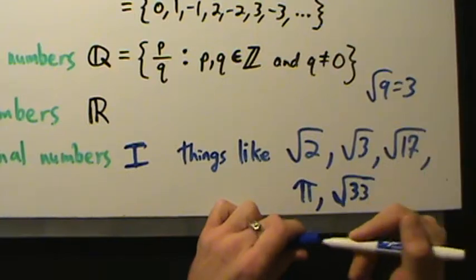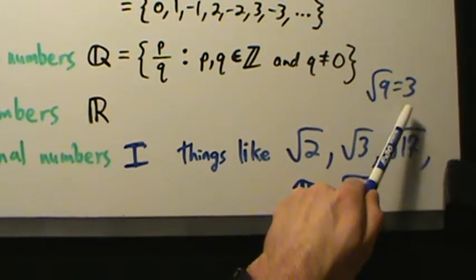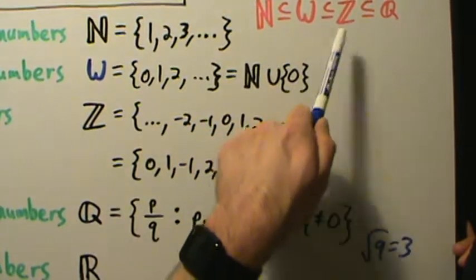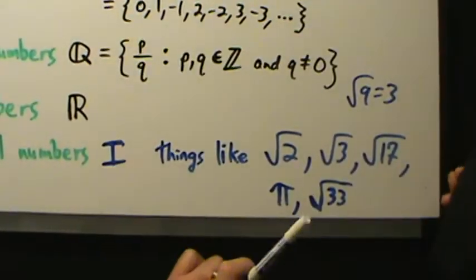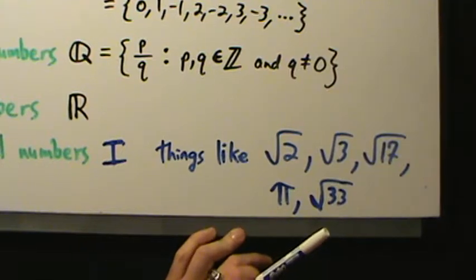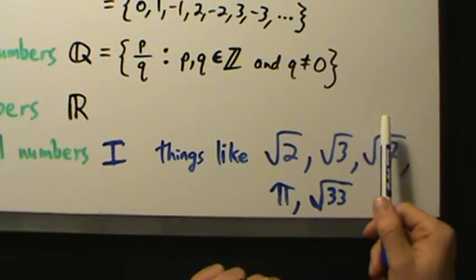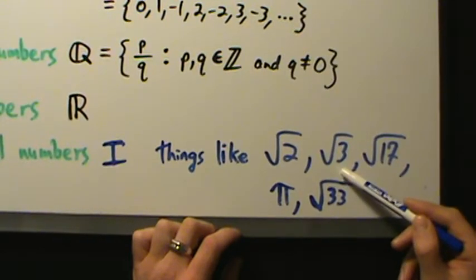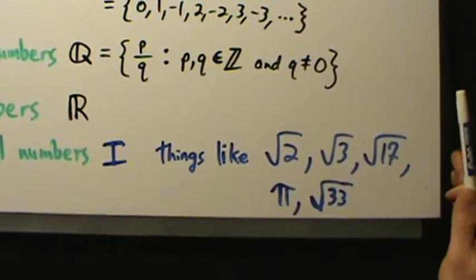It's also a natural number. So it's actually every type of number we talked about so far: natural, whole number, integer, and rational. So the square root of 9 is 3, so that's not irrational, but the square root of 3 is irrational, for example.